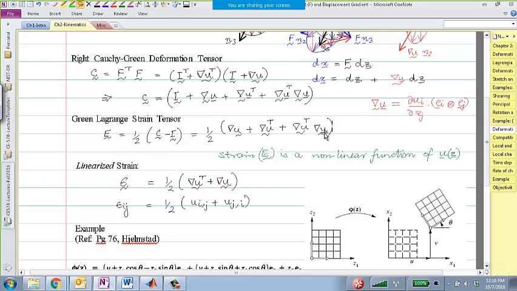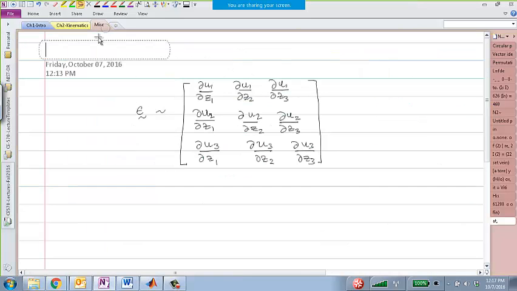So if you neglect that nonlinear term, you come up with this expression. And actually, what I should write there is, this is not epsilon, this is gradient of u. This is gradient of u, and if you take gradient of u plus gradient of u transpose, and take the half of it, then what you get is your conventional definition of strain.